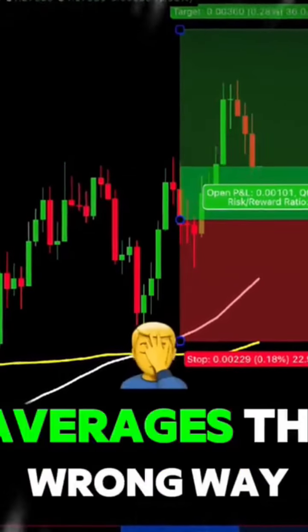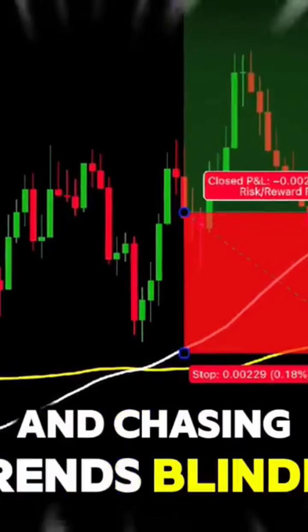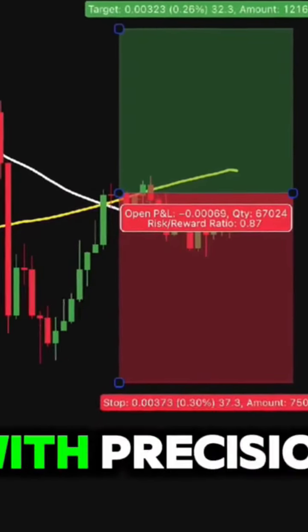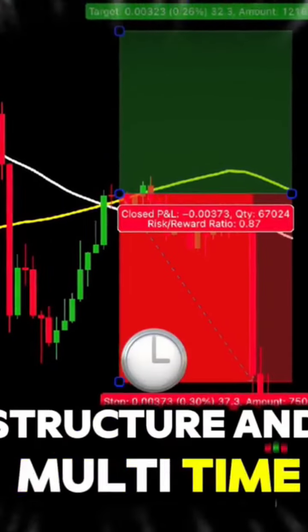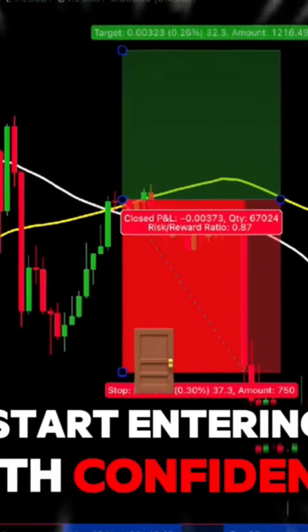Most traders use moving averages the wrong way, and it costs them. If you're relying on crossovers and chasing trends blindly, you're already behind. In this video, you'll learn how to use moving averages the smart money way, with precision, structure, and multi-time frame confirmation, so you stop guessing and start entering with confidence.